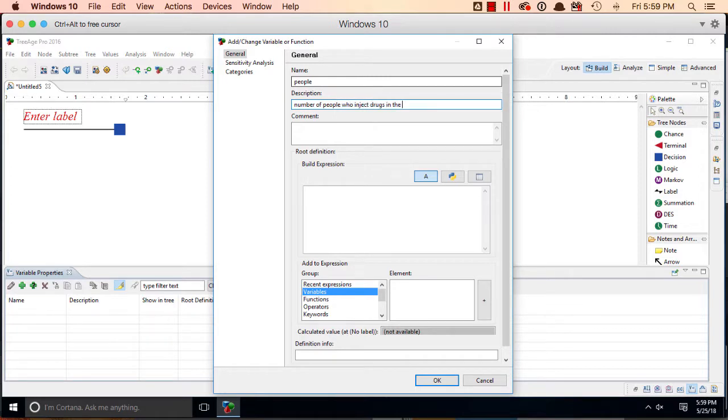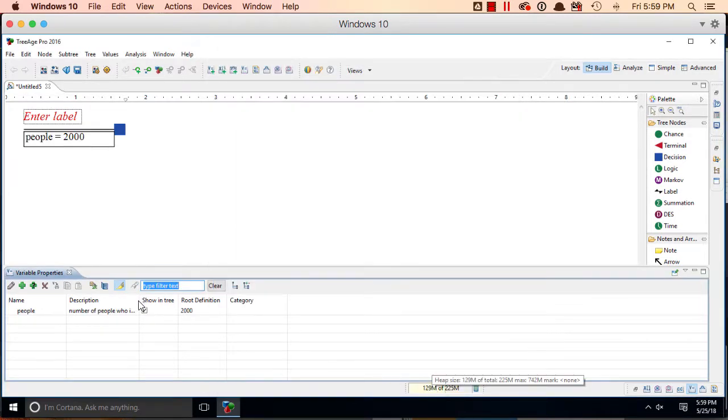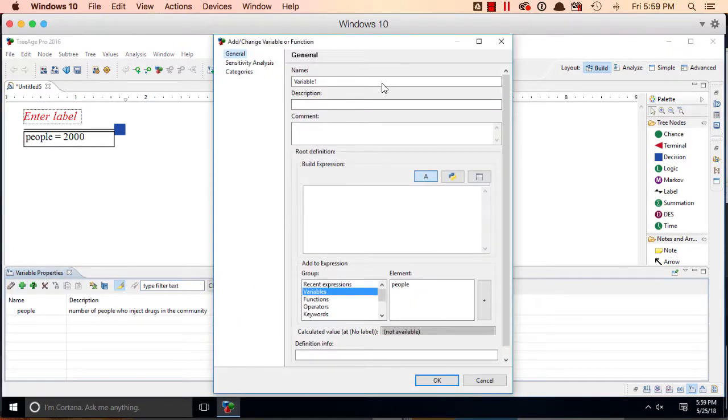We need to code up a lot of variables here in the model. This is going to be an extension of the bivariate sensitivity analysis in my slides on pediatric telemedicine. So the math here is just an expansion of the underlying math from the pediatric telemedicine model. The first variable is people, the number of people who inject drugs in the community. We're going to say it's 2,000 in the base case scenario.